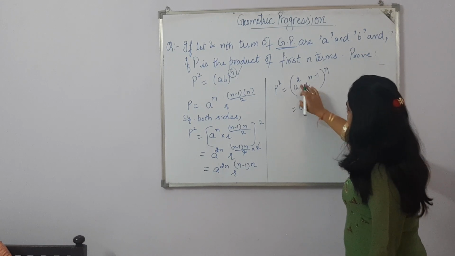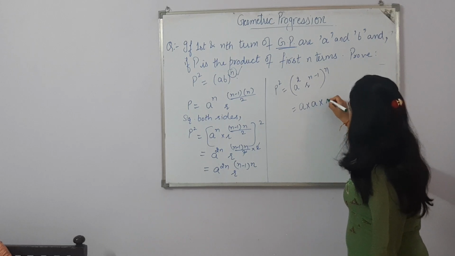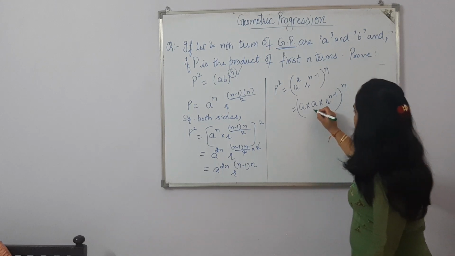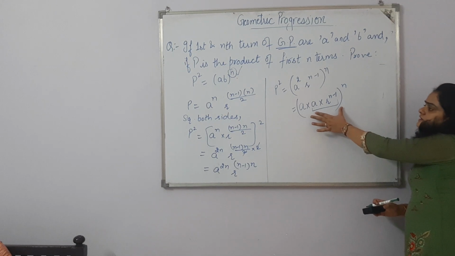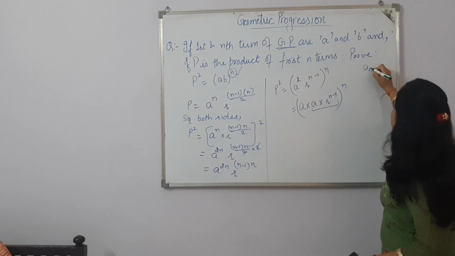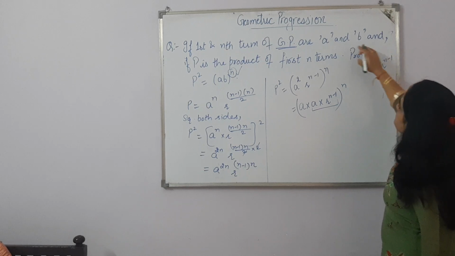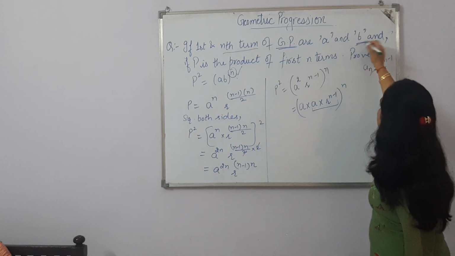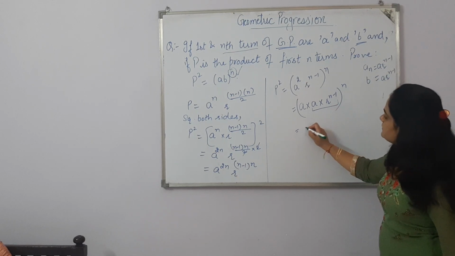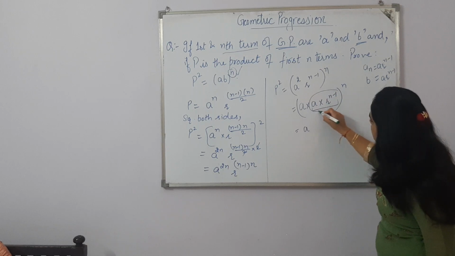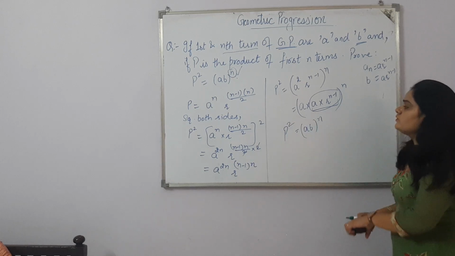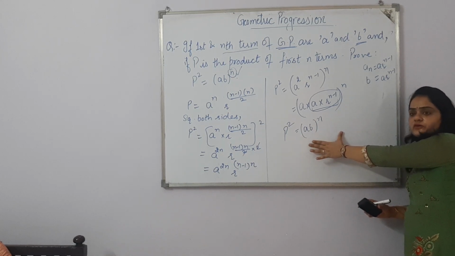can we write a squared as a into r raised to power n minus 1, whole raised to power n? And what you are watching, this is nothing but your nth term, a r raised to power n minus 1. This is your nth term, and the nth term of the GP is given to us as b. So a r raised to power n minus 1 is b. Can I write b in place of this? (ab) whole raised to power n. But we wanted to prove this, so it is already proved. Hope this question is clear to you.